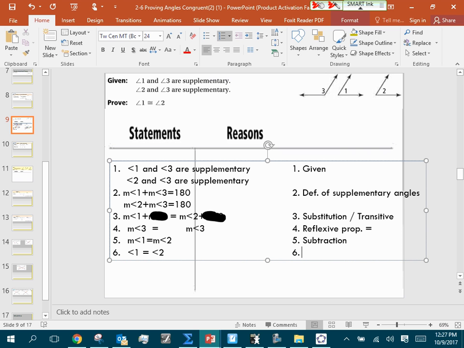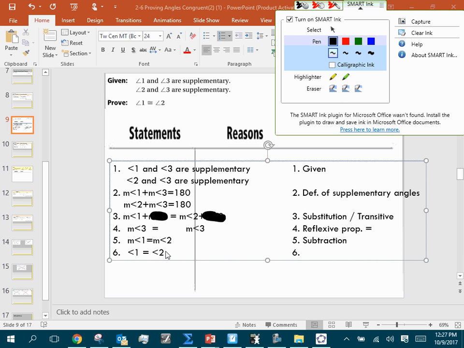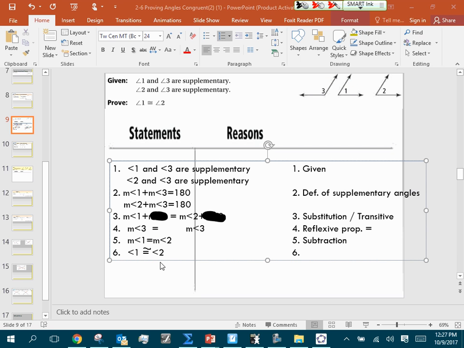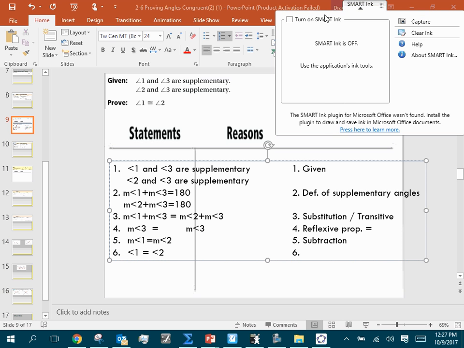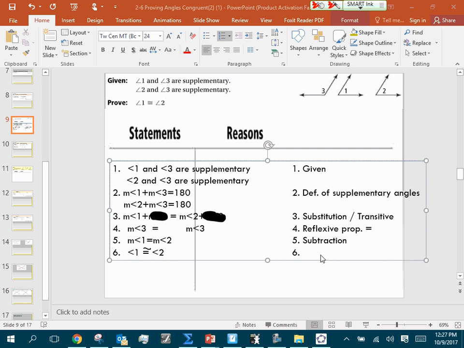Congruent. Now I don't have a congruent symbol here, so I guess I could do that. Oh, no, we'll turn it off. And when I go from step 5 to step 6, when I go from equality to congruency, what is that property? Definition of congruency.